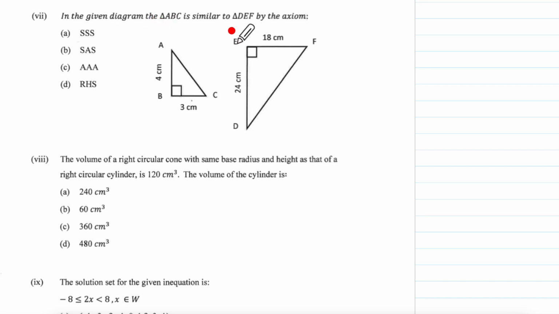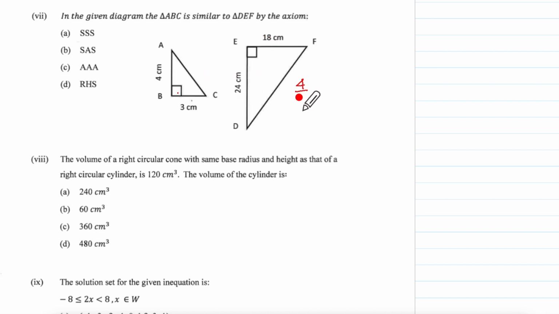In the given diagram, ABC is similar to DEF by axiom. Now ABC and DEF. Can you see over here, the two sides and the included angle. Now what is the ratio? Can you see over here 4 and 3 centimeters and here 24 and 28. So the bigger side, bigger side.